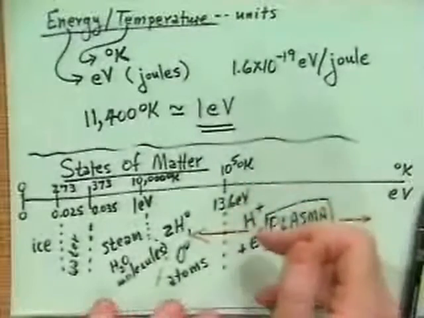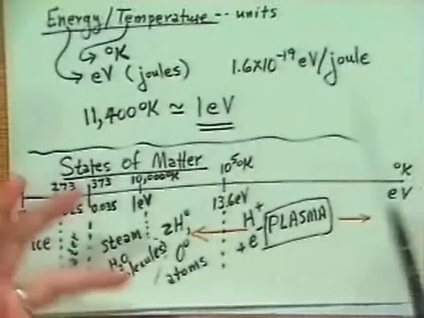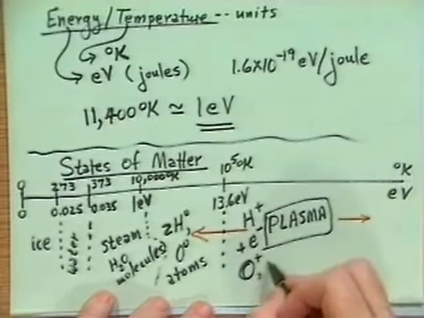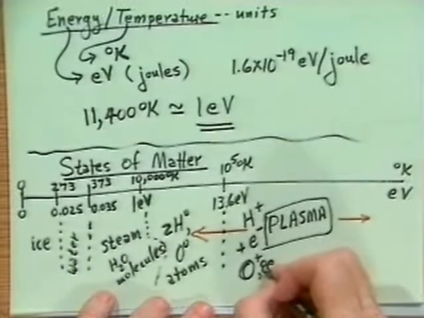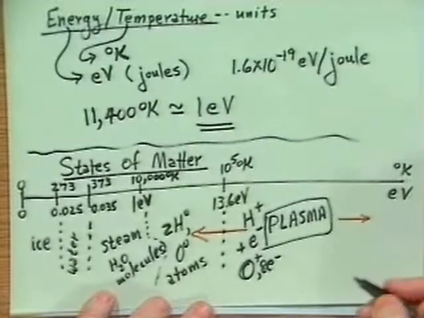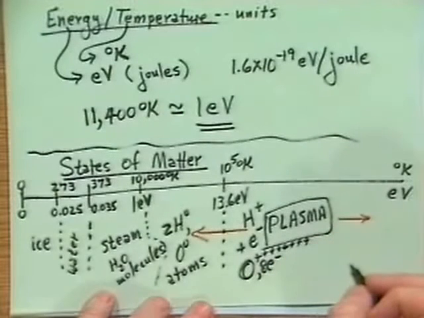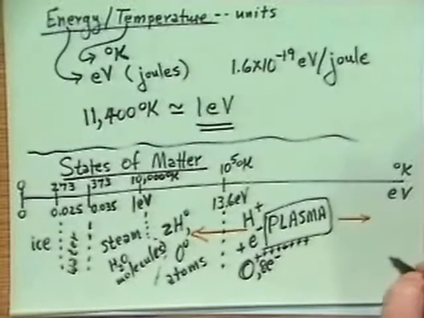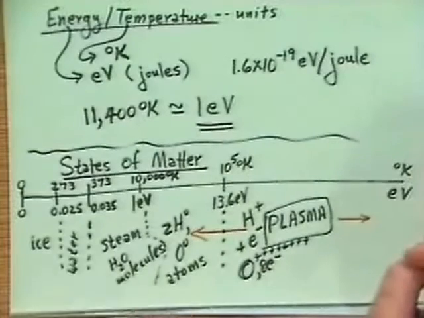What's the next bond I can break? Yeah, nuclear bonds. So, for instance, suppose I had oxygen plus and electrons. By the way, oxygen actually has 8 electrons around it, right? But what's the binding energy to get that last electron off? Well, it turns out it's on the order of a kilovolt, or 10 to the 6th, 10 to the 7th degrees Kelvin. So we're going to require a fairly hot plasma to totally strip an oxygen.